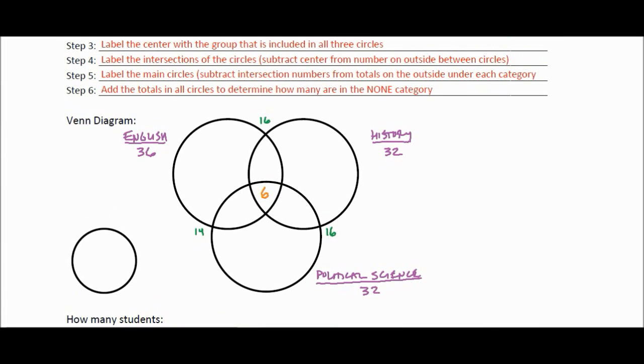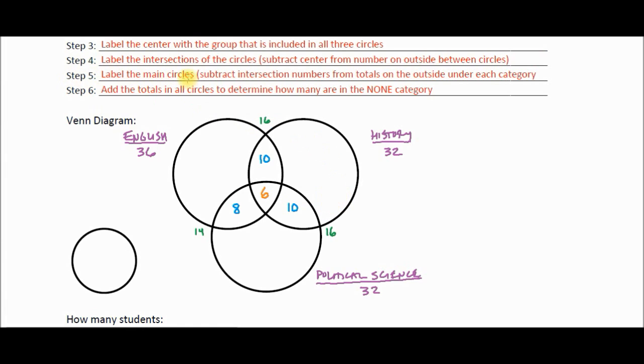Alright, step number 4. Label the intersections of the circles. Subtract the center from the number on the outside between the circles. So now we know that 16 take English and history, and of those, 6 of them take all 3. That means there's 10 left over. 16 minus 6 is 10. And the same thing here. 16 take political science and history. Of those, 6 of them take all 3. There's 10 left over. And 14 students take English and political science, and of those, 6 take all 3. That leaves us with 8. Step 4 is done.